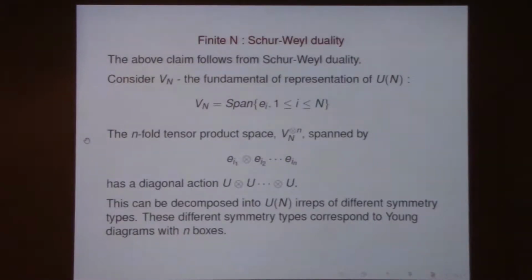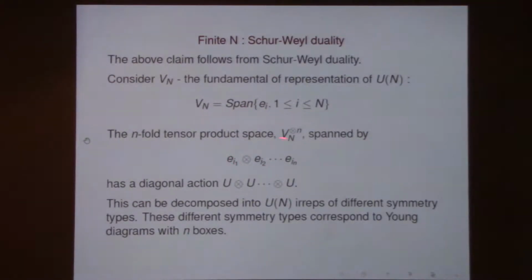And why does it work? The reason it works comes from something called Schur-Weil duality. What Schur-Weil duality says is that if you take the fundamental representation of U(N), that's a representation of dimension N, with basis E1 up to EN. Now if you take the tensor product of V_N to the power little n, this is a vector space of dimension capital N to the power little n. The basis looks like this, tensor products of these E_i's.